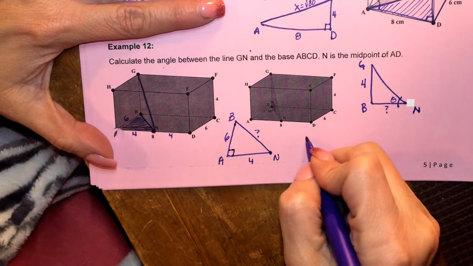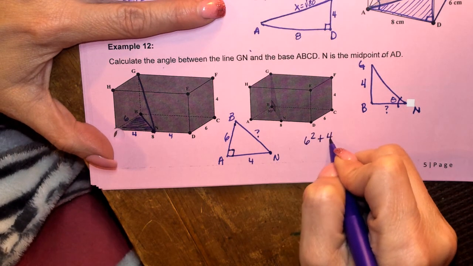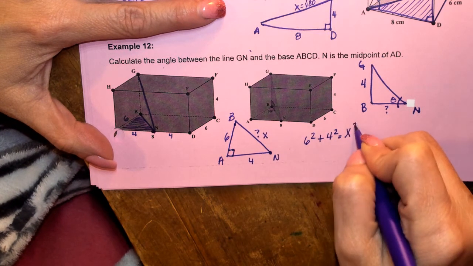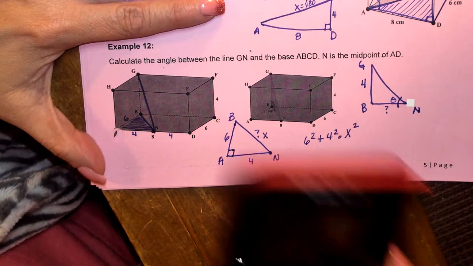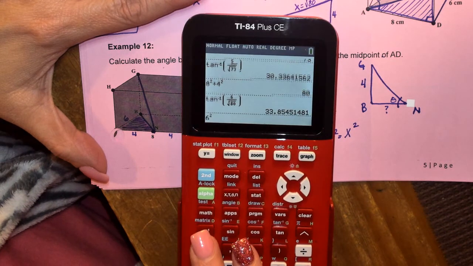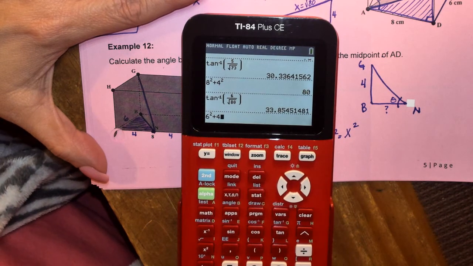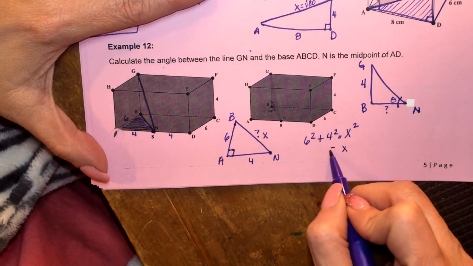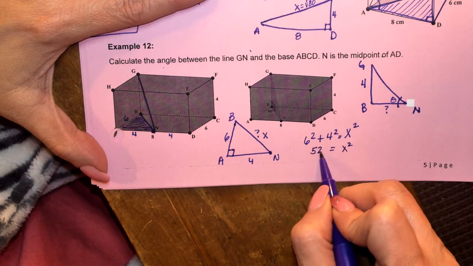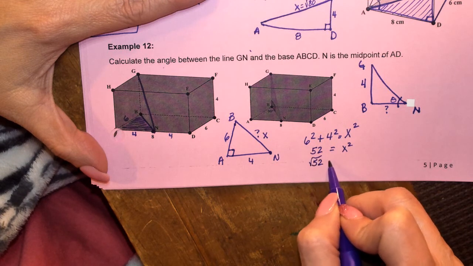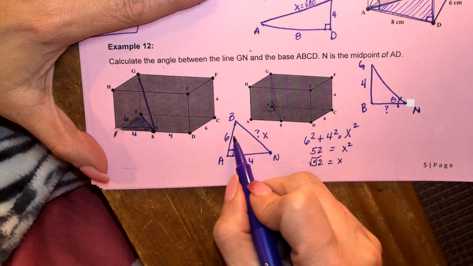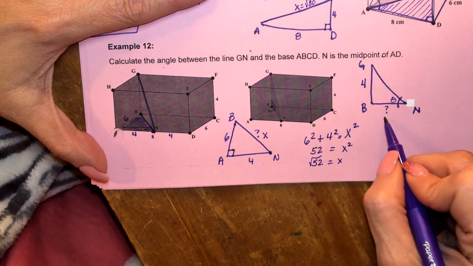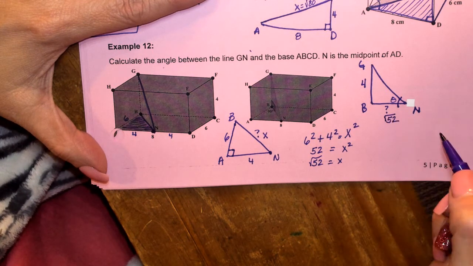So we're going to do 6 squared plus 4 squared. I feel like we've Pythagorean theoremed this to death. x squared. All right. So 6 squared plus 4 squared is 52. So x squared equals 52, square root of 52 equals x. So BN is the square root of 52.